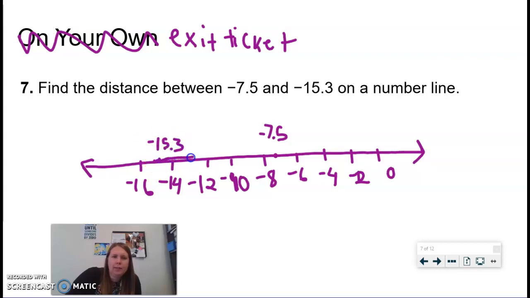All right, so what is the distance in between them? Remember, distance is not negative, so figure out how you're going to solve it and submit your answer below to show that you watched this video.